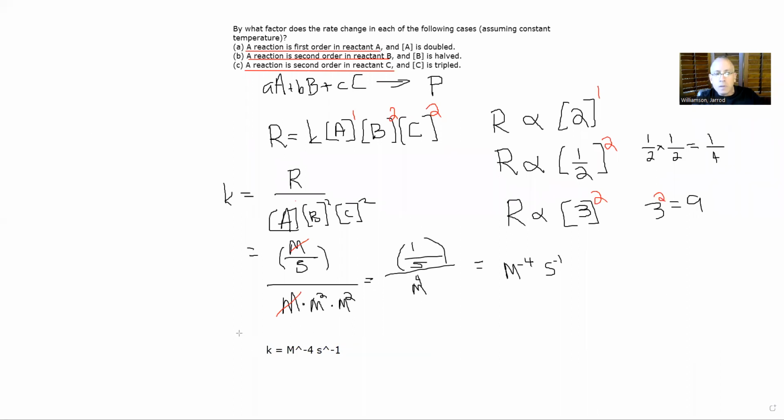Okay, that's not what this problem was asking for, but I threw that in as a bonus problem. All right, hope that helps.